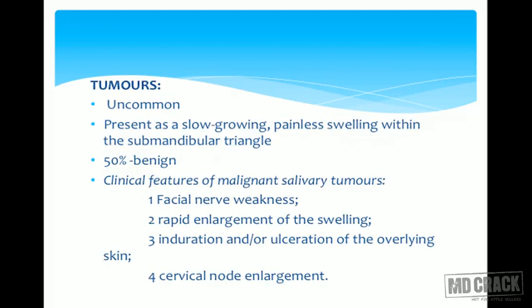So friends, now we come to tumors. These are uncommon. They present as a slow growing painless swelling within the submandibular triangle. 50% of them are benign. The clinical features of malignant salivary tumors include facial nerve weakness, rapid enlargement of the swelling, and induration with or without ulceration of the overlying skin. When the tumors increase, they will fungate and cause ulceration. They may cause metastasis to cervical lymph nodes causing swellings.